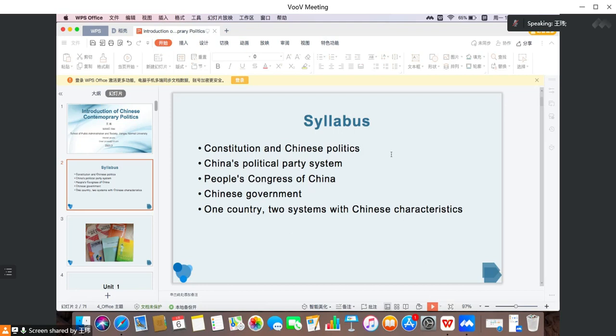Right? And the Constitution tells us who is the highest state organ. Firstly, it doesn't refer to the CPC's highest position. It just refers to the highest state organ. It just refers to one organ. We call it the National People's Congress. And just now I mentioned that it's being held these days in China.